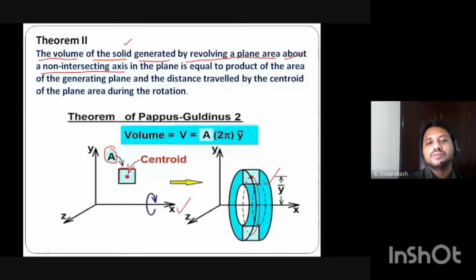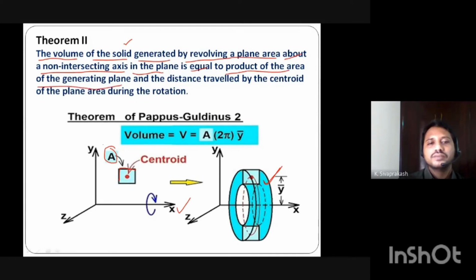Okay, suppose you revolve a curve, the surface area is generated. If you revolve the area, the volume will be generated. That is the only difference. Now, the volume of the solid generated by revolving a plane area about a non-intersecting axis in the plane. The plane means you should take the area in the same plane, the xy plane, is equal to the product of the area of the generating curve.